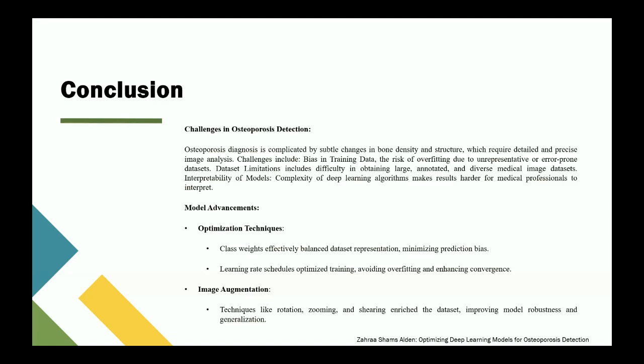For our model advancements, since we are using class weight and learning rate, it effectively balanced the dataset representation and avoided overfitting to enhance convergence. The use of image augmentation also improved the model robustness and generalization by enriching the dataset to have a larger dataset for our model.